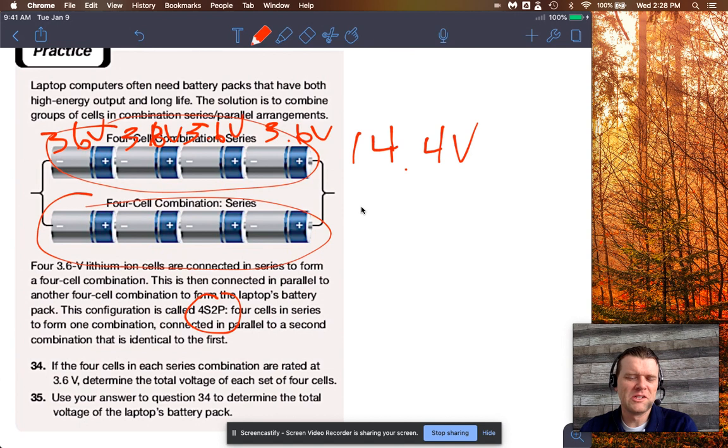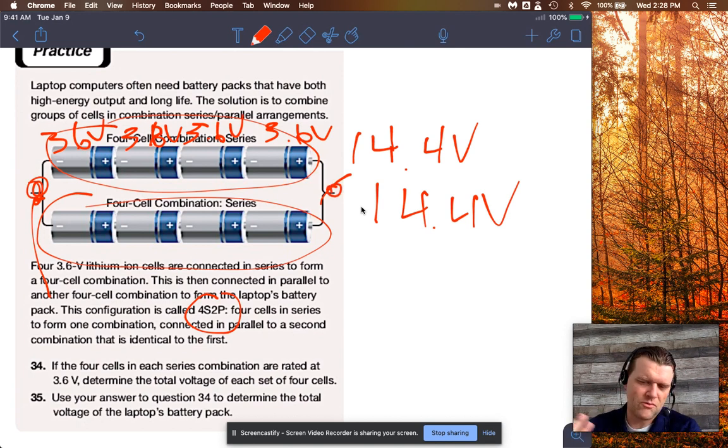Now, what's the total voltage of the whole pack? Well, they're in parallel, okay? So these four series cells are in parallel. So the total voltage is 14.4, okay? So, you put your voltmeter out here and you put it out here, you test it right there and there. The total voltage is 14.4.